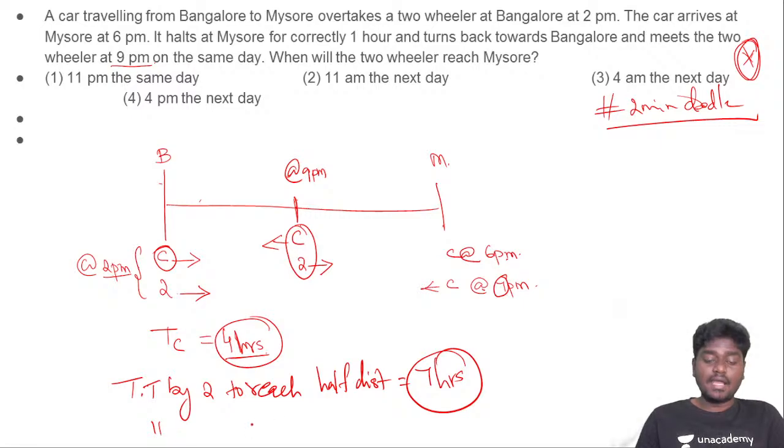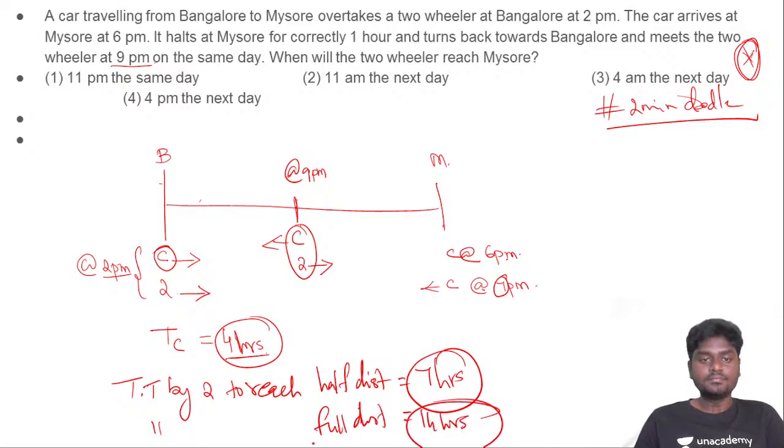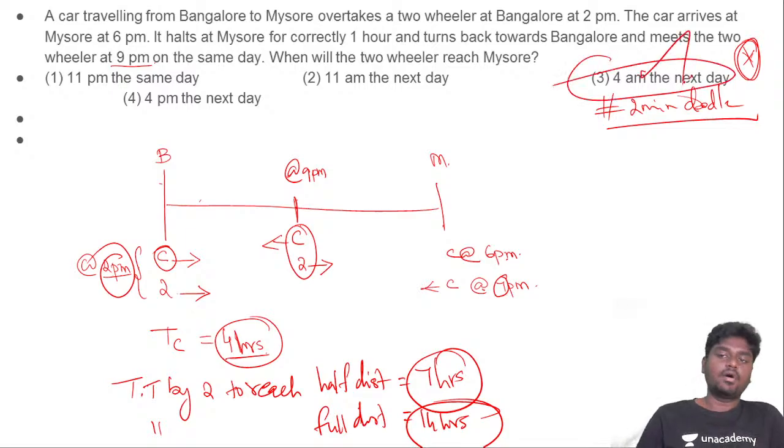So what will be the time taken by the two-wheeler to cover the complete distance? It's going to be 14 hours, if I'm not wrong. From 2 p.m., if you count 14 hours, you will get exactly 4 a.m. on the next day. So the answer is option 3, 4 a.m. the next day.